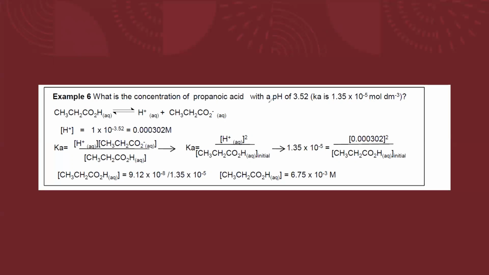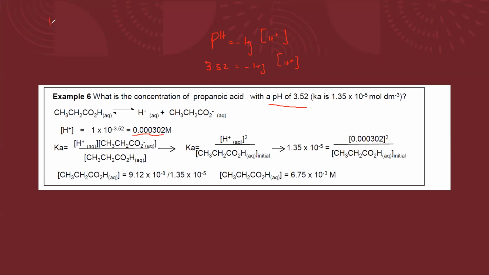and if we have a pH, using the pH we can find the hydrogen ion concentration. As we know, pH is equal to minus log of hydrogen ion concentration. So pH is 3.52, minus log of hydrogen ion, then take the anti-log and get the hydrogen ion concentration, which is 0.000302 mole per dm cube. And as we know, because our assumption is that the acid dissociates here, the ratio of hydrogen ion and propanoate ion is 1:1. So if this is the concentration of hydrogen ion, the same is the concentration of propanoate ion.